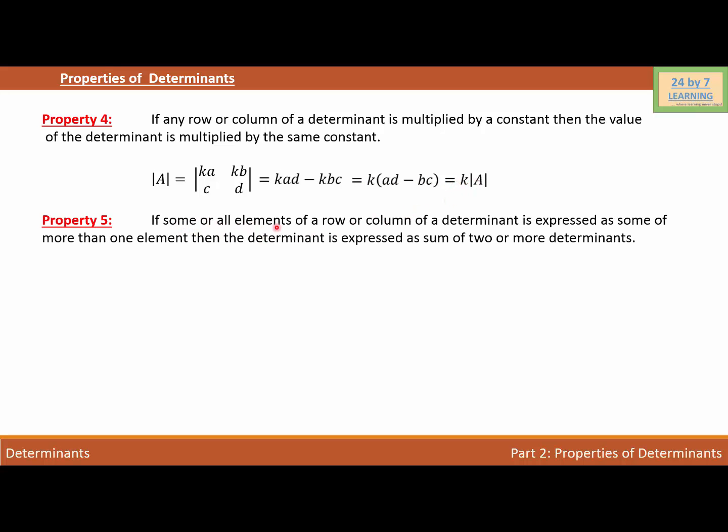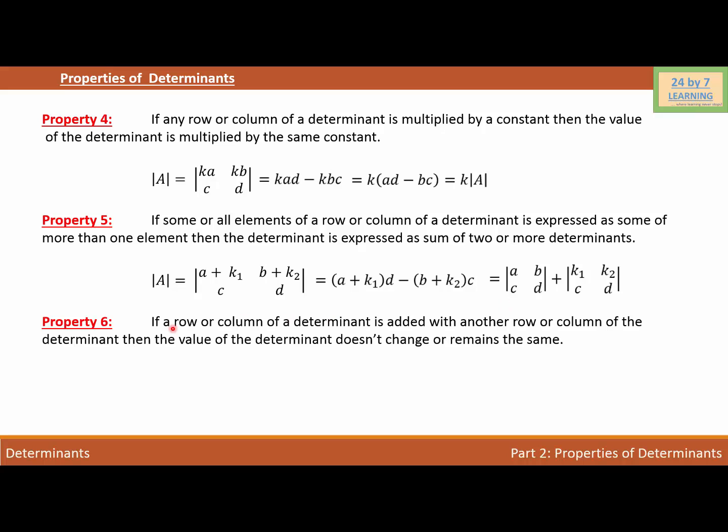Property 5. If some or all elements of a row or column of a determinant are expressed as a sum of more than one element, then the determinant is expressed as the sum of two or more determinants. So let's consider an example. Let A be a determinant with elements a plus k1, b plus k2, c, and d. Let's find the value of this determinant. If we simplify, you will see the value of the determinant as a plus k1 times d minus b plus k2 times c. If we further simplify, you will see two different determinants. This is the first determinant and this is the second determinant. It simply means that if a determinant is written in terms of adding one or two numbers, then the determinant can be separated and written as two different determinants.